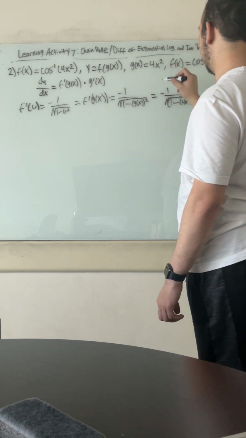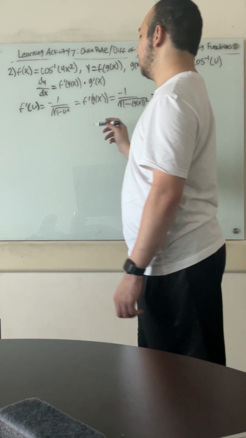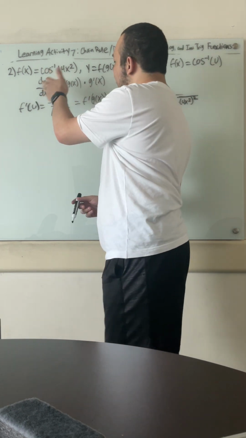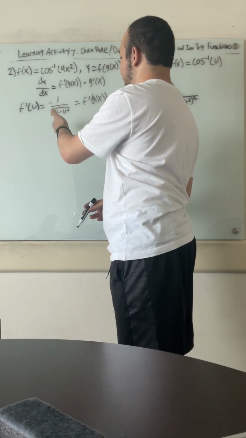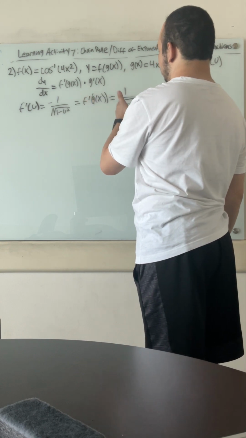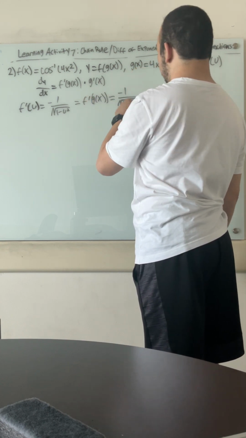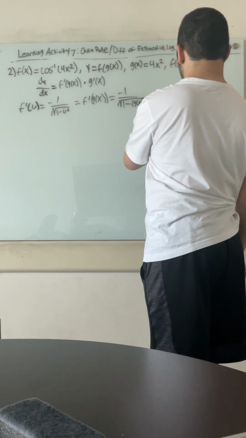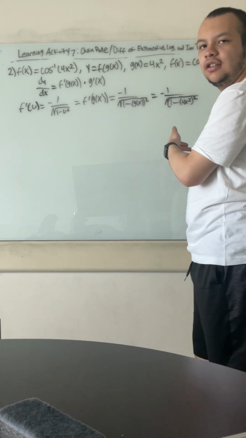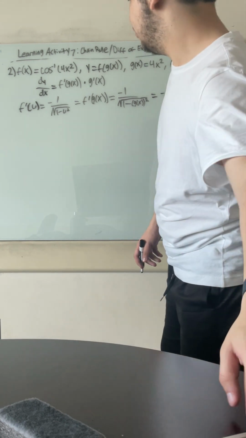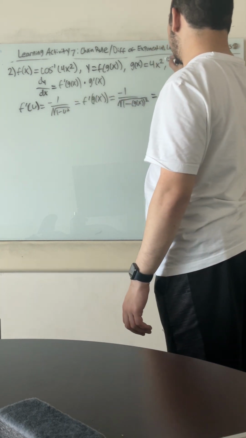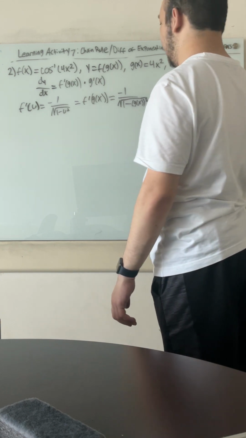Our g of x is 4x squared, and the main function for this is, well, the derivative of our cosine is -1 over the square root of 1 minus u squared. And so when we plug in u for our g of x, we substitute g of x for 4x squared. So we have -1 over the square root of 1 minus 4x squared, because the general formula calls for u to be squared, and our g of x is 4x squared, so we're essentially squaring this whole thing right here.